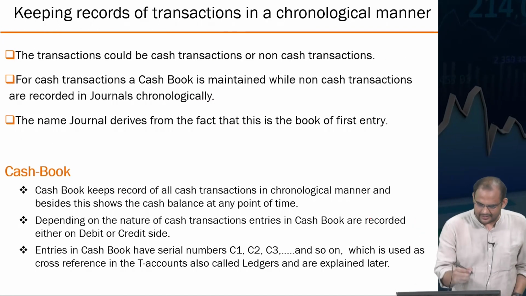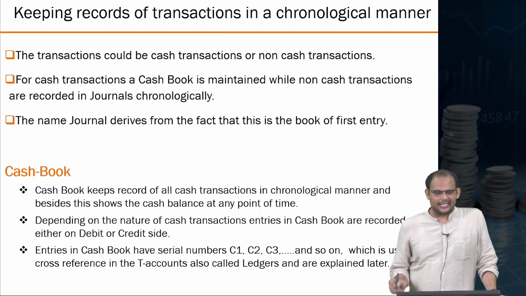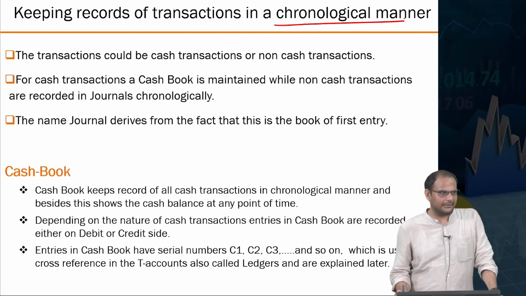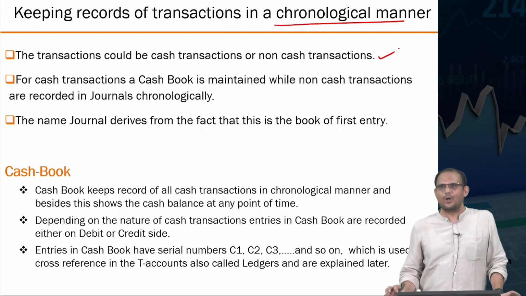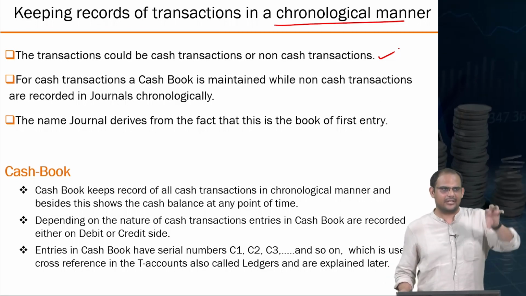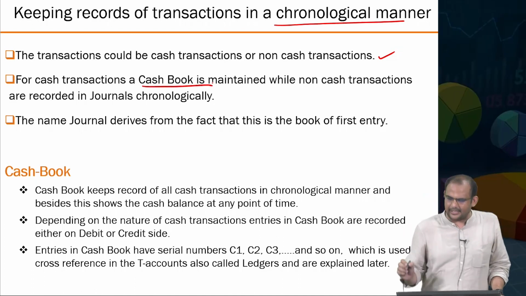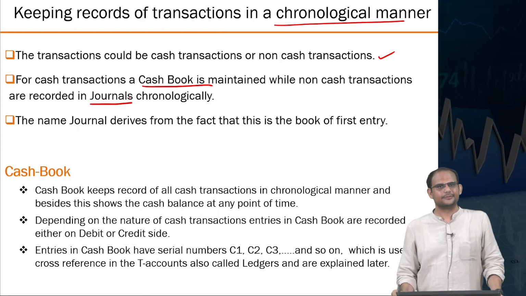So second, the first step we have already done is how to initiate the transaction. The second step is to maintain them in a chronological manner, right? So the transactions can be cash or non-cash. That's the major distinction you make at this point of time, whether it was cash based or non-cash based. For cash, a cash book is maintained. For non-cash, there's something called a journal.